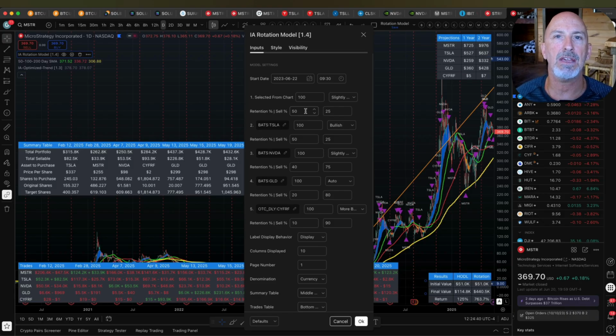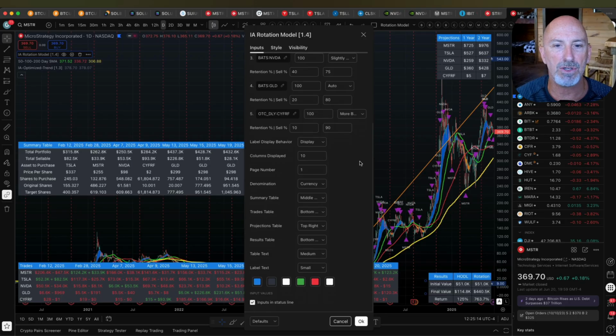This is saying that at any given time, I need to hold on to at least 50% of the MicroStrategy that I have. I'm willing to trade 25% at any given time to put 25% into the cash that I need to rotate into whatever the other asset is if it's not MicroStrategy. In the case of Tesla, I want to hold on to 50% of my Tesla at any given time. I'm willing to throw 25% of the cash into the rotation model to go into whatever the next asset is, et cetera, et cetera.